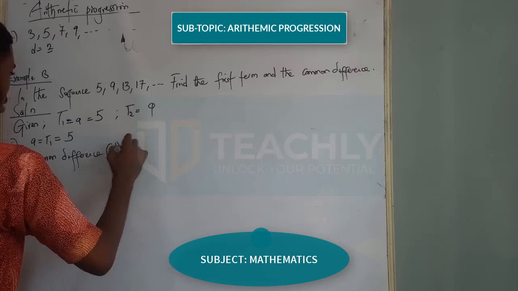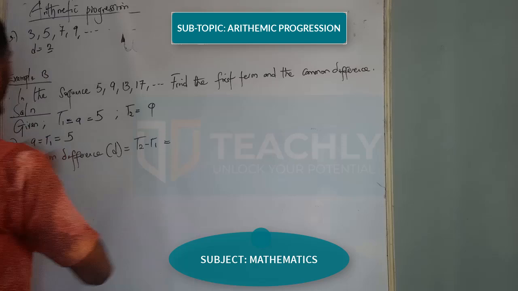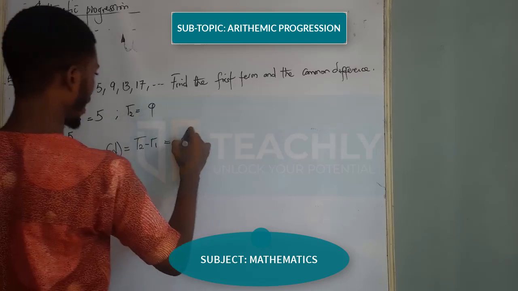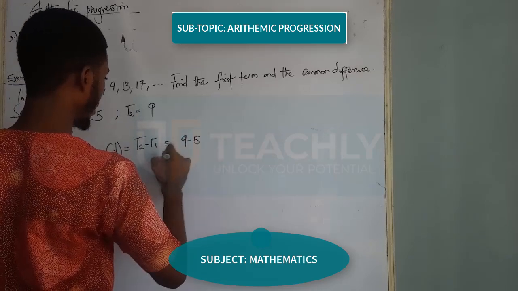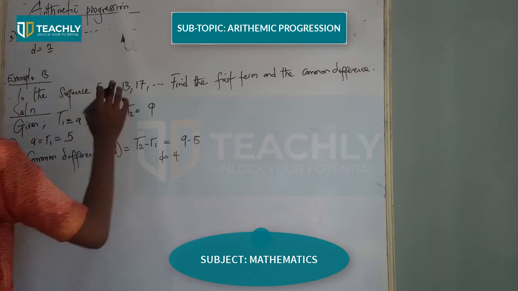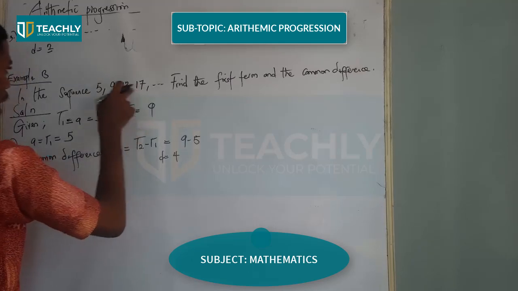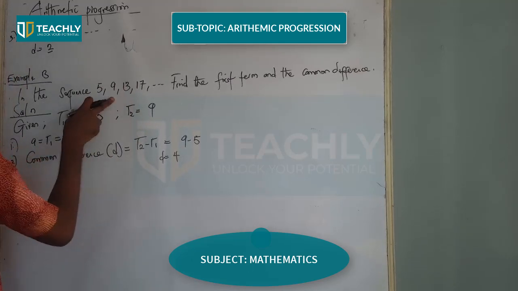noted as D, is equal to what? T2 minus T1. And it's going to give me 9 minus 5, and my D is equal to 4. Let's confirm using another pair of terms. Let's use T4 and T3, or T3 and T2.